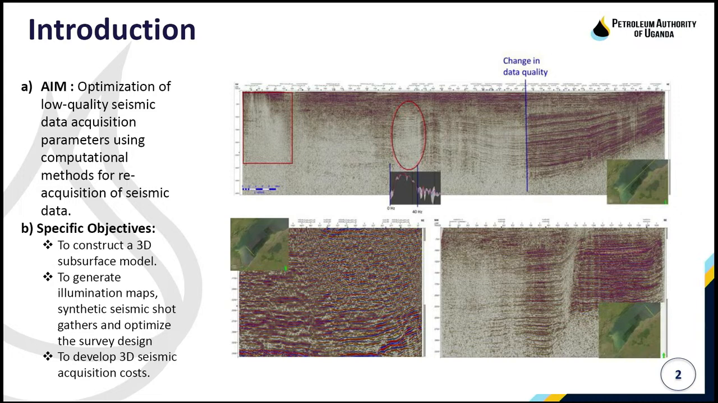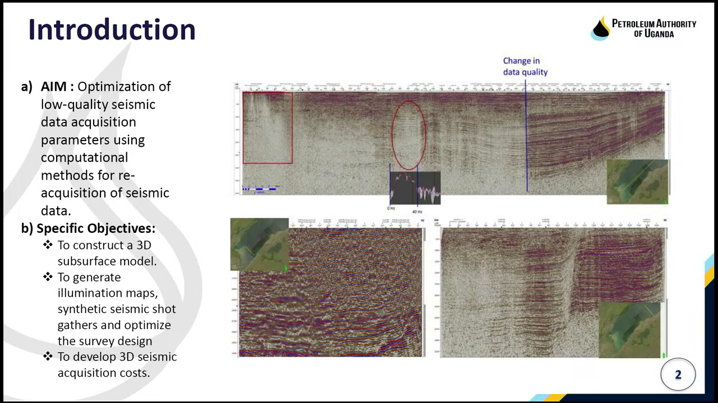So when you look at the quality on the map, in the upper section, when you look at the quality of the data, we see that we can easily pick our horizons very well. As you come to the south, on my right, which on the screen is your left, as you come from the right coming down, we see the deterioration of the quality of the data.